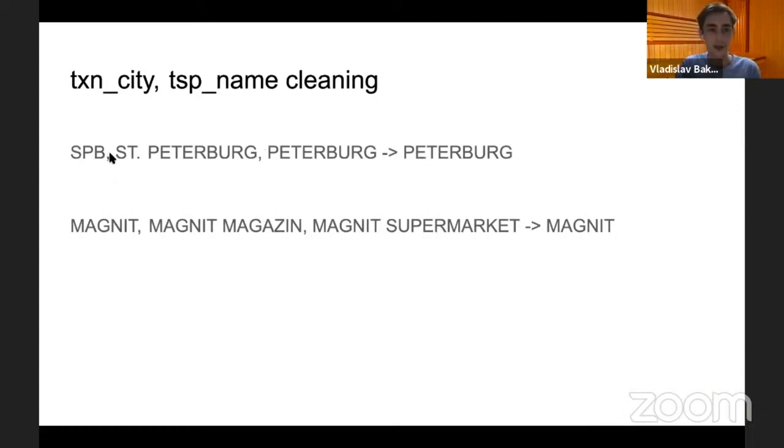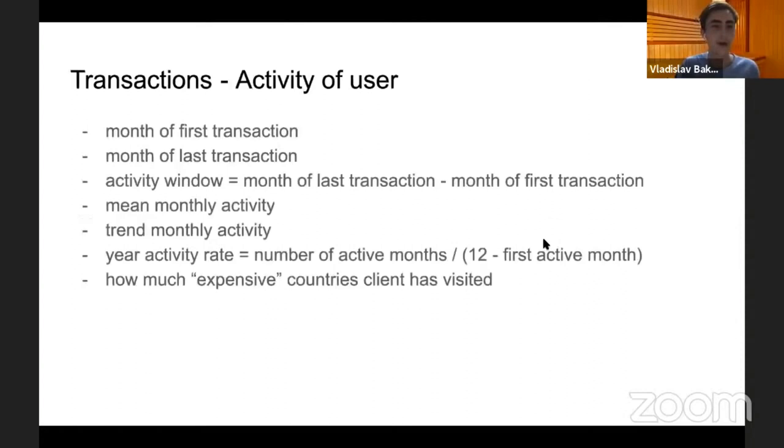For example, St. Petersburg has many names in the datasets, and we did some semi-manual, semi-automatic process for cleaning this and mapped the most popular cities and companies to one name. And I hope this helps. The next type of feature is the activity of the user.